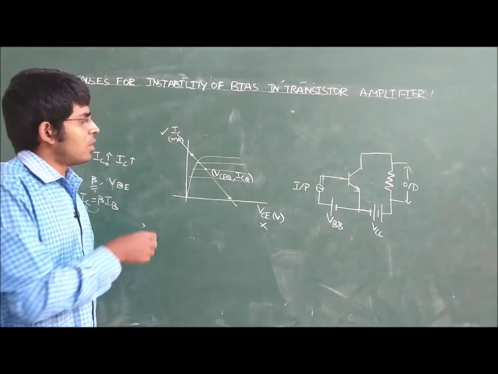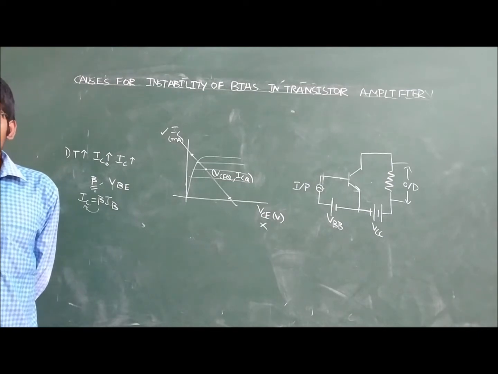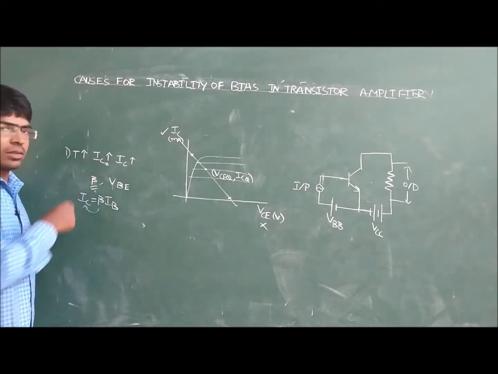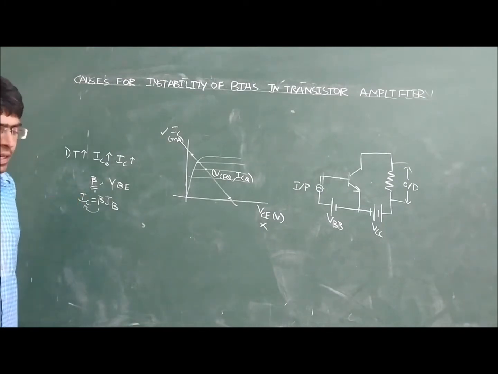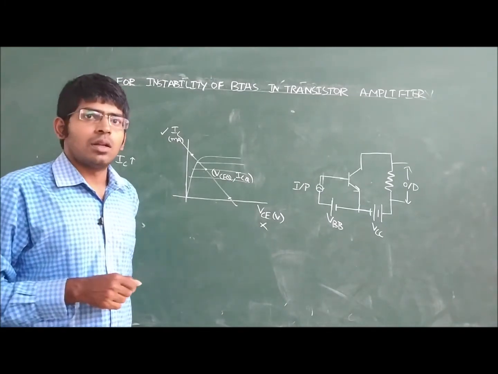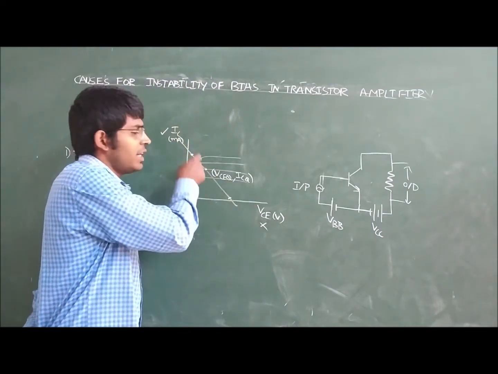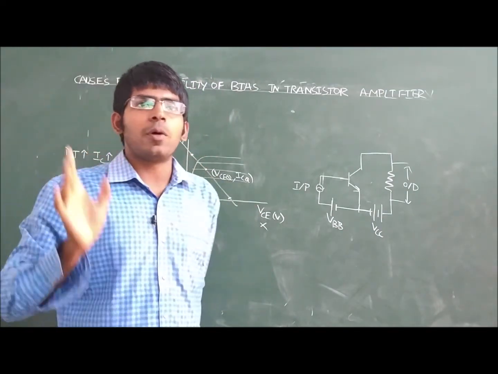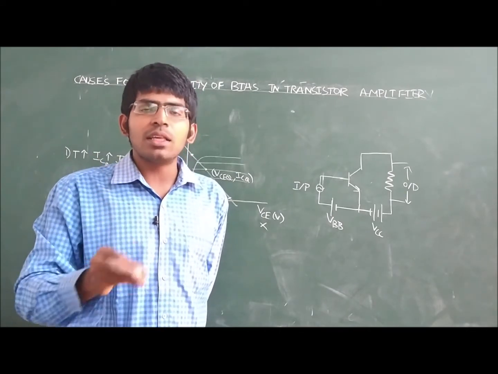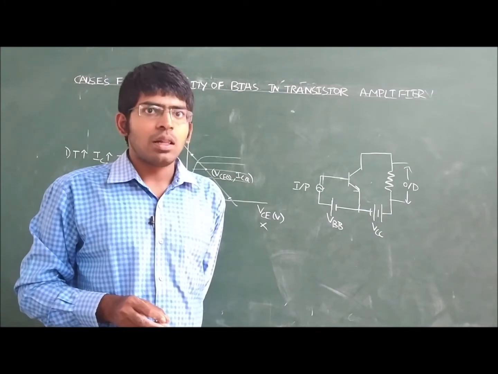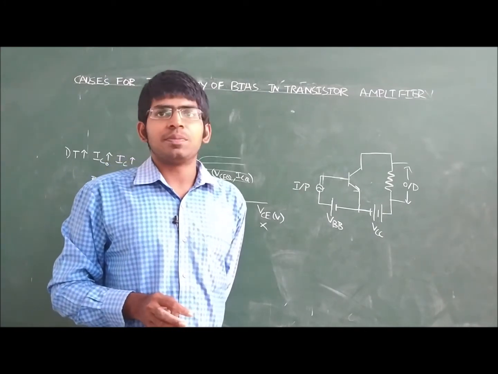Now, we cannot control the temperature. And we do not expect the ICO to decrement. And even we do not expect the beta to change. Even though they are trying to destabilize the operating point, we have to fix the operating point in all these circumstances. For that only, we will bias the transistor.